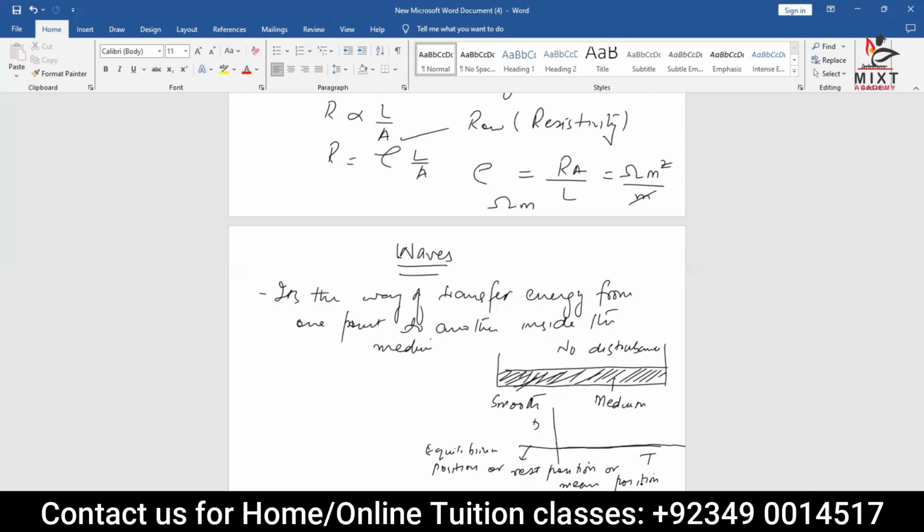This is the position when there is no ripple or no disturbance. Am I right? Now, the point is, when you throw a stone into this, what happens? Ripples. And ripples mean you are actually transferring energy through the stone.